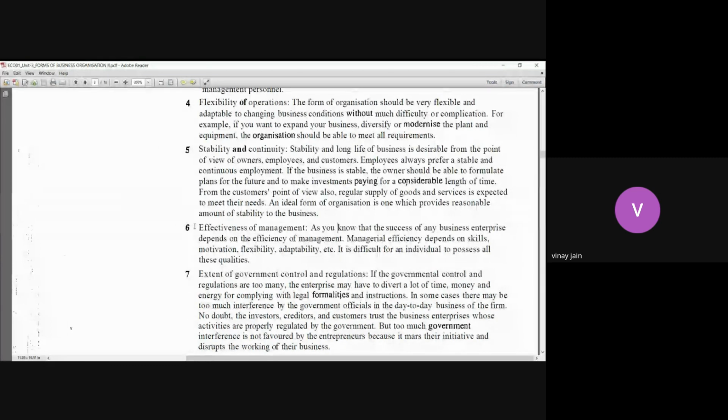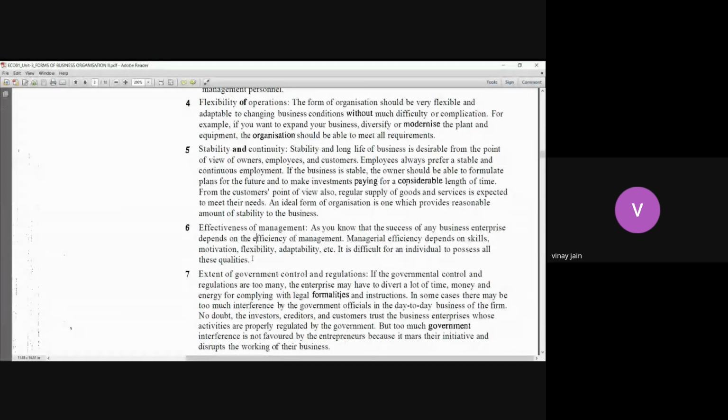Then, guys, the sixth point is very important. This is effectiveness of business management, because management plays an important role, and while we are taking decisions of expanding our business, meeting different expenses or cutting down expenditures, there are a number of decisions being taken in the day-to-day activity of the business. So if you are able to make your management effective in a particular form of organization, that would be suitable for you. As you know, the success of any business enterprise depends on the efficiency of management.